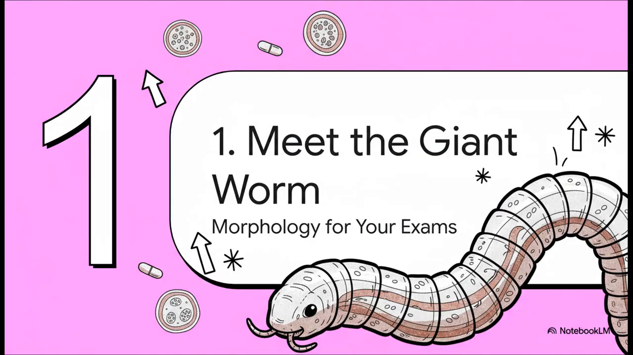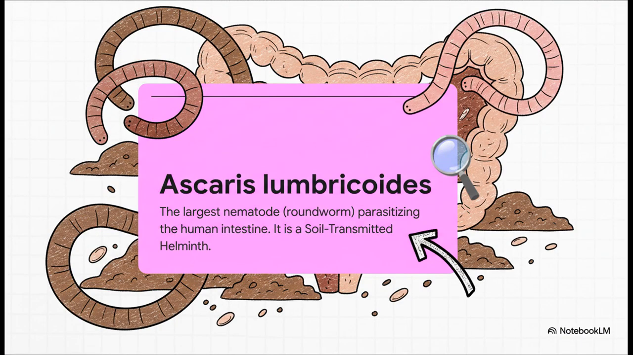So first things first, let's meet this giant roundworm. In this section, we're going to focus on its morphology, the key features you'll absolutely need to recognize for your exams. So what exactly is Ascaris lumbricoides? Well, it's called the giant roundworm for a reason. It is literally the largest of its kind to set up shop in the human intestine.